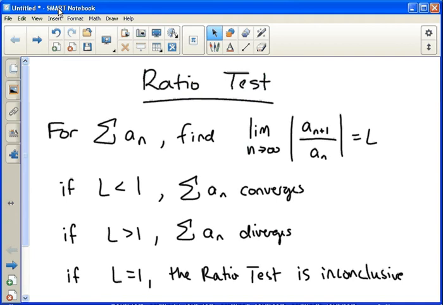If the limit is less than 1, the series converges. If the limit is greater than 1, the series diverges. And if L is equal to 1, then the ratio test is inconclusive. So let me go ahead and tell you, as far as our test is concerned, if it specifically says what does the ratio test find, then inconclusive is a good answer.